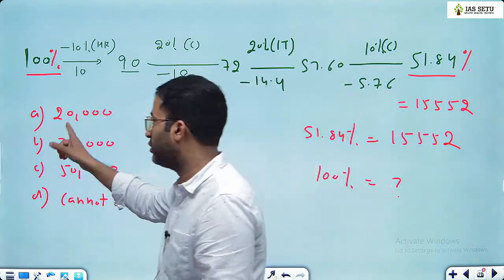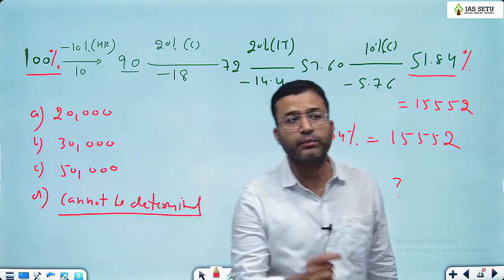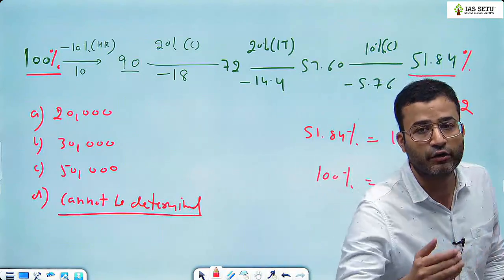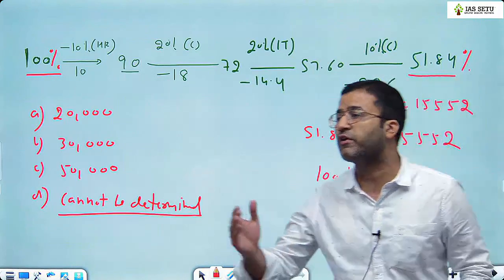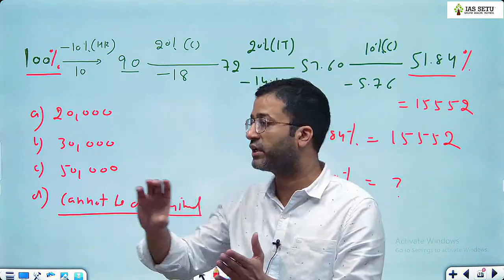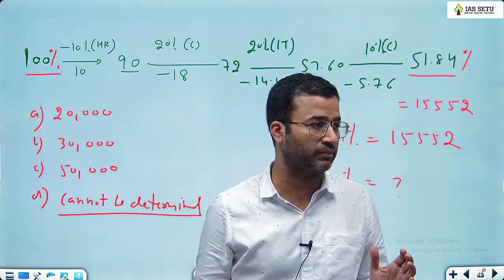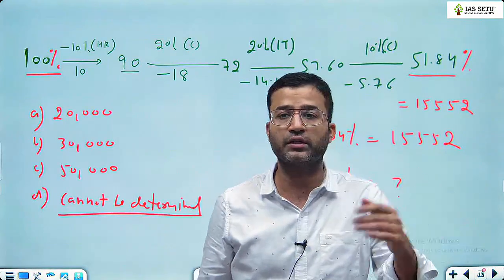Answer options are given: 20,000, 30,000, 50,000, cannot be determined. Cannot be determined means where we cannot find the answer, where we don't have a fixed answer. Especially in blood relation, I will explain the words cannot be determined. In the blood relation topic, sometimes gender is not confirmed. Okay, we don't know whether brother or sister.